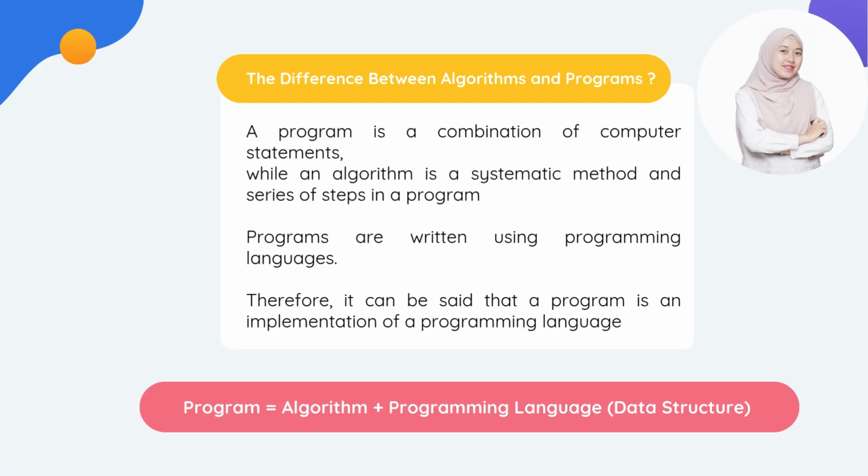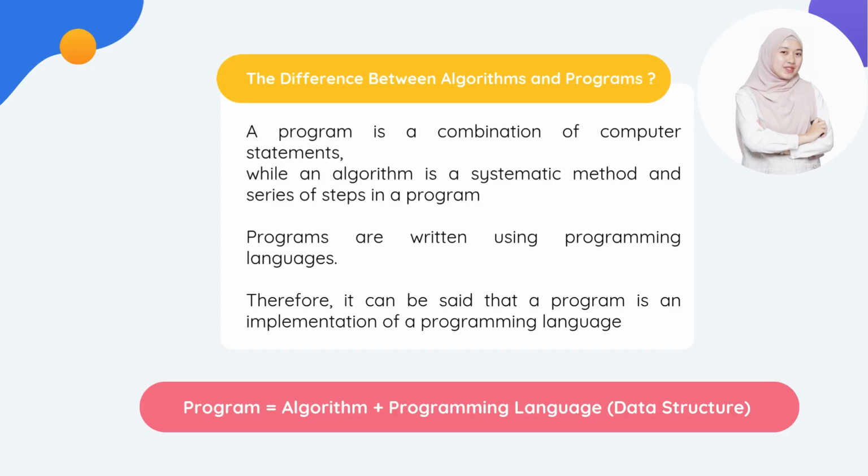And then what is the difference between algorithms and programs? A program is a combination of computer statements, consisting of a set of instructions written in a programming language. While an algorithm is a systematic method and series of steps in a program. An algorithm is the logical structure behind the program.